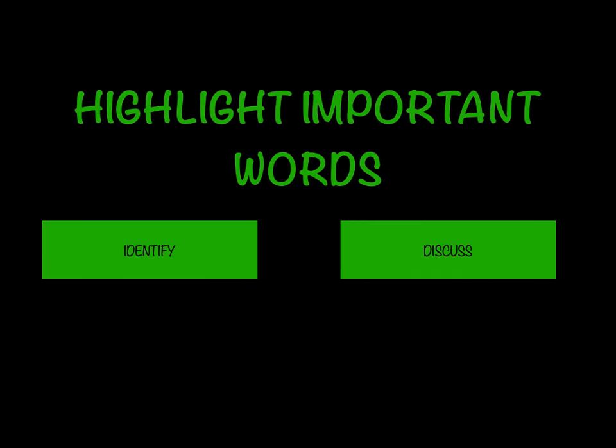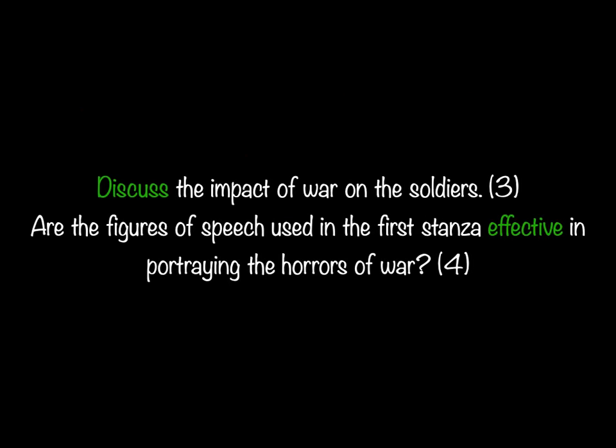First things first, it is important to identify what the question is asking. The easiest way to do this is to highlight important words such as discuss or identify. It's a very different question to identify a figure of speech or to discuss it. To identify it, you just need to write, for instance, a simile, but to discuss it, you need to show what is being compared using like or as.